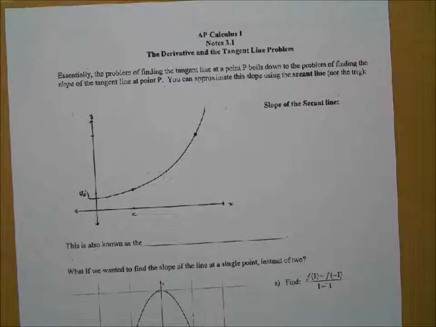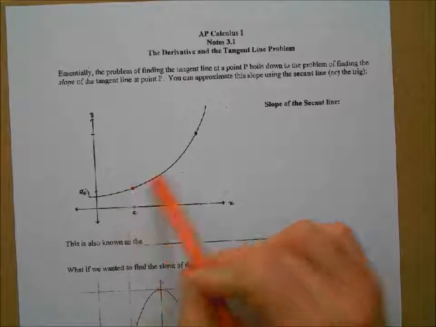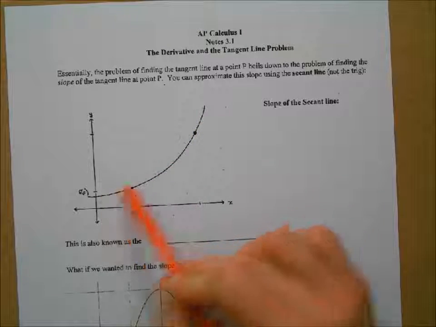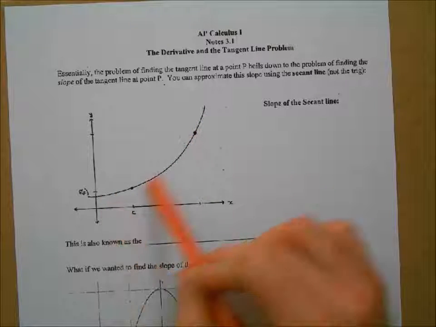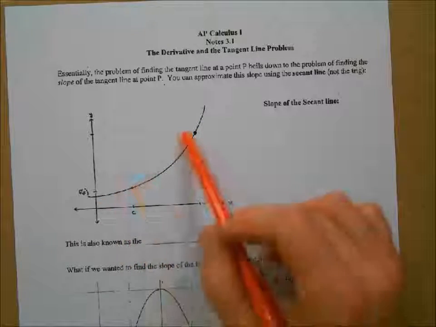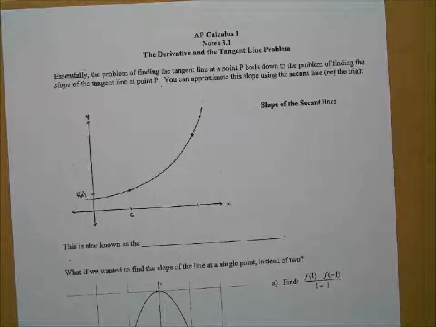Because at any given point on this curve, it looks like the slope might be different, slightly different in some cases, or more different in other cases. But how do you find the slope at a single point? Well, you start by finding the slope at 2 points, which is the idea of a secant line.